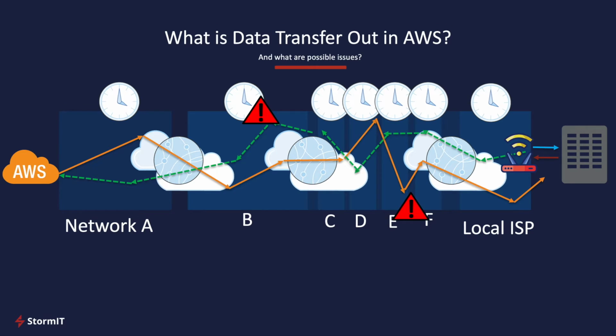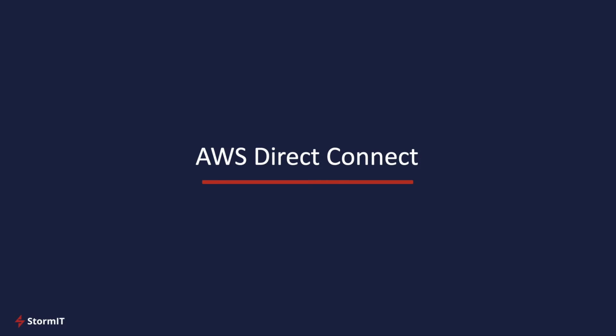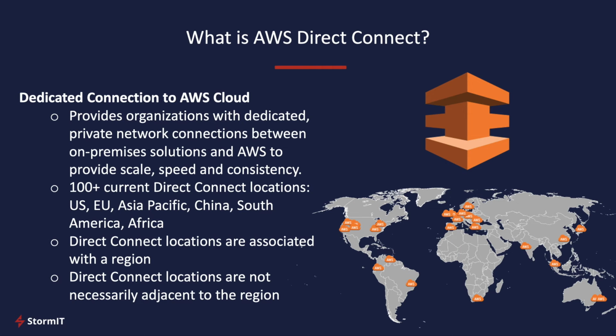Well, the AWS Direct Connect service can help us with both. But what is AWS Direct Connect? It's a dedicated connection to the AWS Cloud, enabling customers to leverage the global backbone network of AWS and avoid the public internet. AWS has Direct Connect locations around the world.